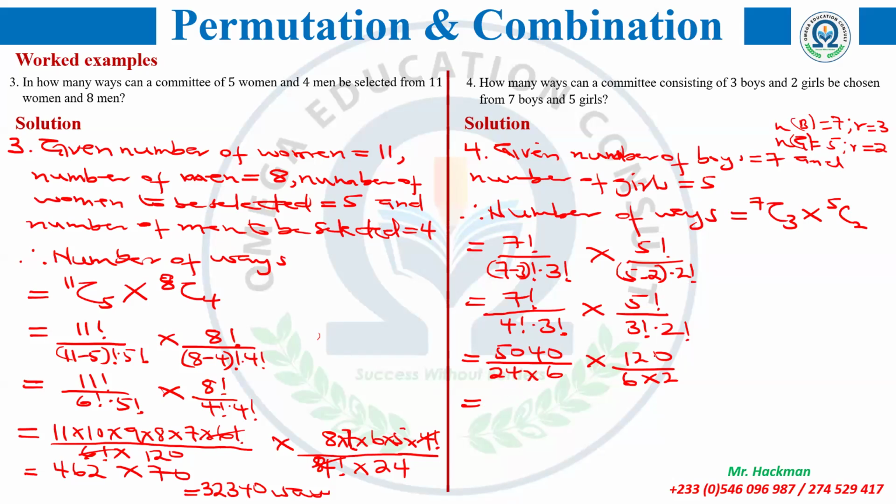Use your calculator, as this is elective maths. We'll tell you to do this and this if it is core maths. So we are waiting. Okay. 35. This side is 35. Then times 10, which will give us 350 ways. All correct. Yes, please. Okay, very good.